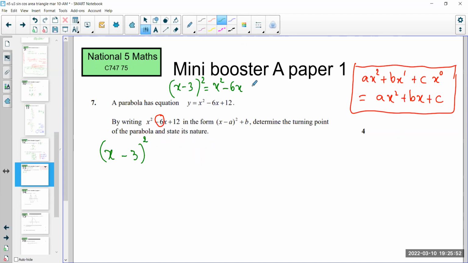Beth, did you give me back your paper for this? What is negative 3 times negative 3?